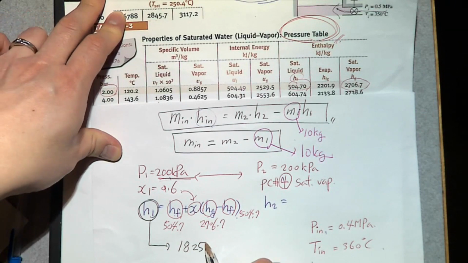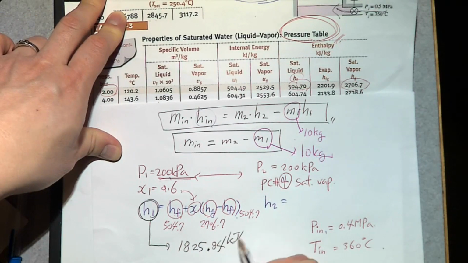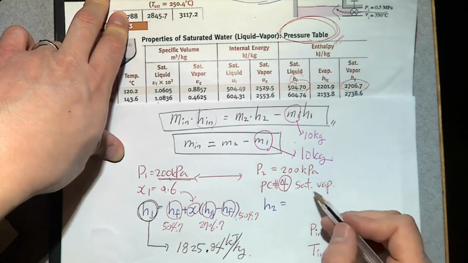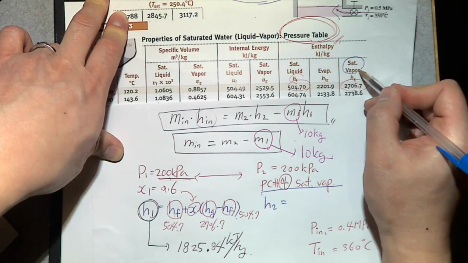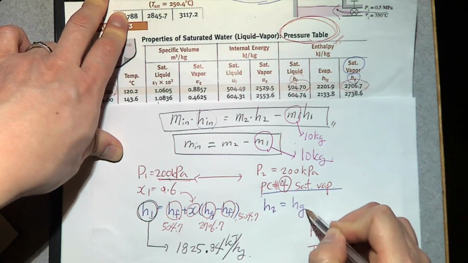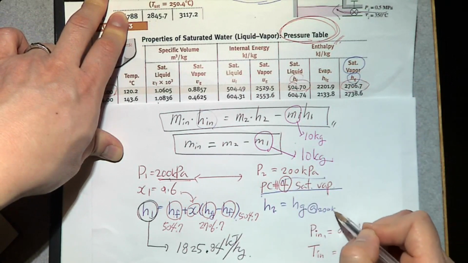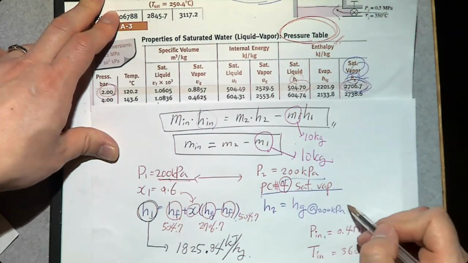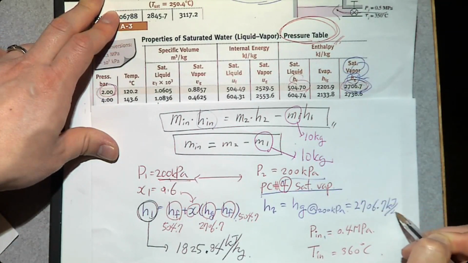Is that right? 0.84 kilojoule per kilogram. What about H2? We know it is saturated vapor. So where is saturated vapor? Right here, Hg. So H2 is going to be Hg because it is saturated vapor. But what condition? At 200 kilopascal. So at 200 kilopascal, Hg is this number, 2706.7 kilojoule per kilogram.